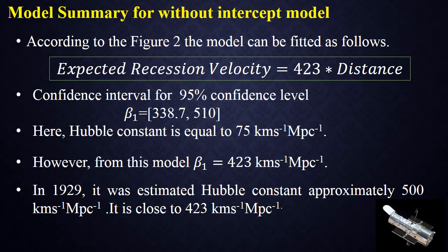Let's look at the confidence interval for the slope under the 95% confidence level. So we can see that 0 doesn't lie in this confidence interval. So we can say that the slope of the model is significant. So this model is significant for the Hubble's data in 1929. For the present data, we have the Hubble constant as 75. For the 1929 data, we have the Hubble constant as 423. So that is approximately equal to 500.